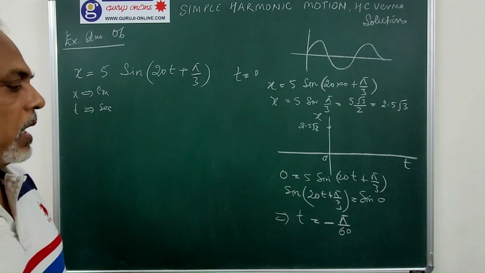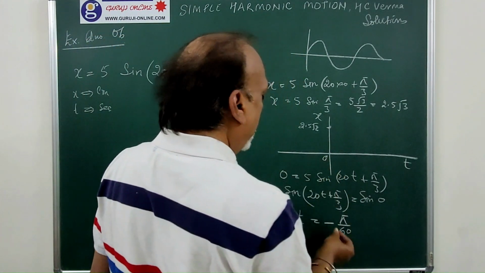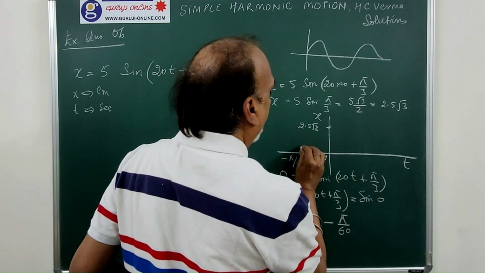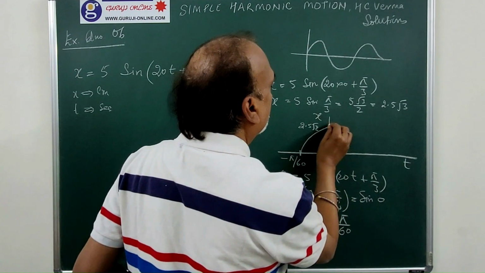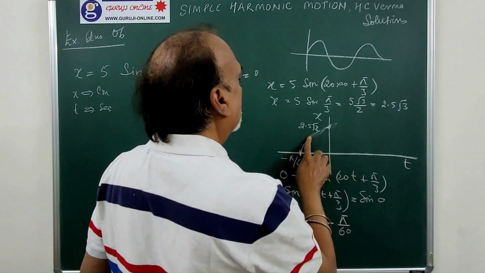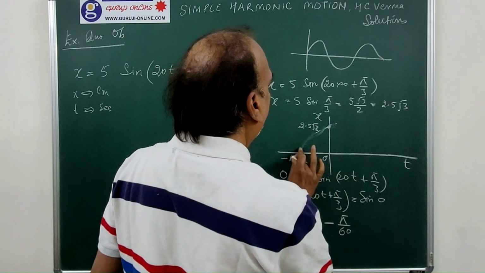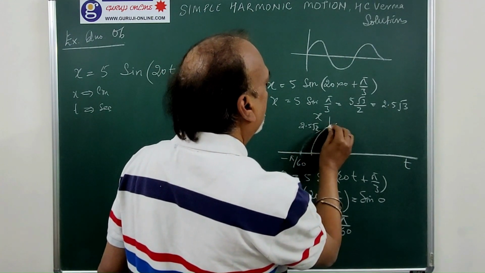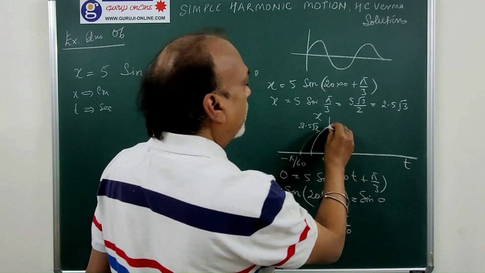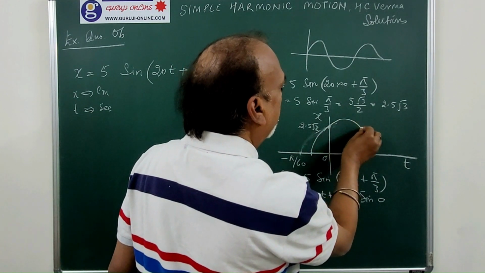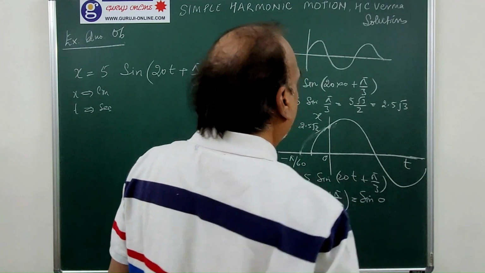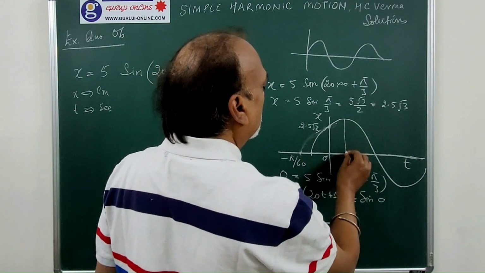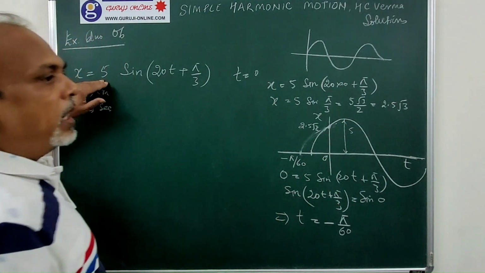So at t is equal to minus pi by 60, this wave will cut the t-axis. Suppose this is the point minus pi by 60. So our equation is basically coming like this. Let us draw it. Suppose we take pi by 60 here. But now this is basically less than 5, so this will go further, and this is how the waveform will be for this expression. Of course, this is the amplitude of this simple harmonic motion.